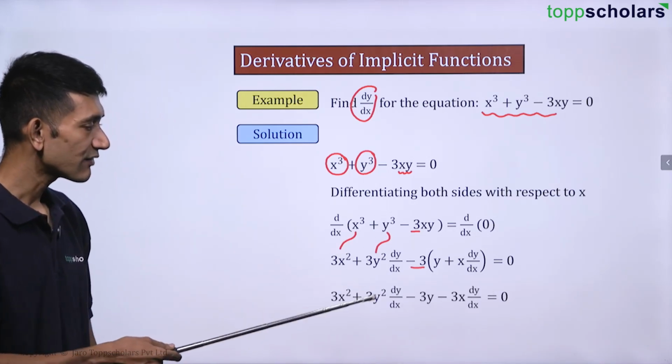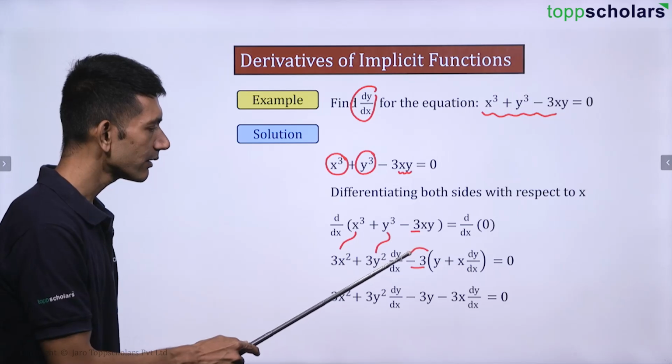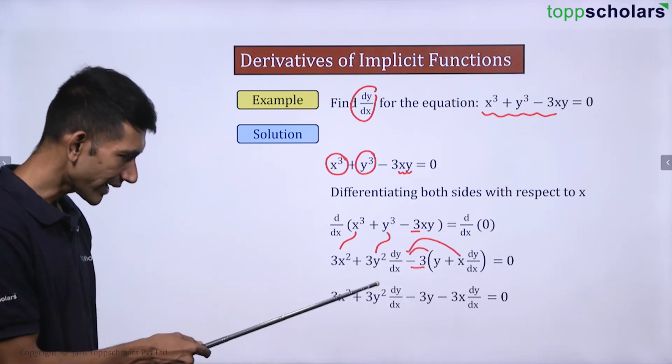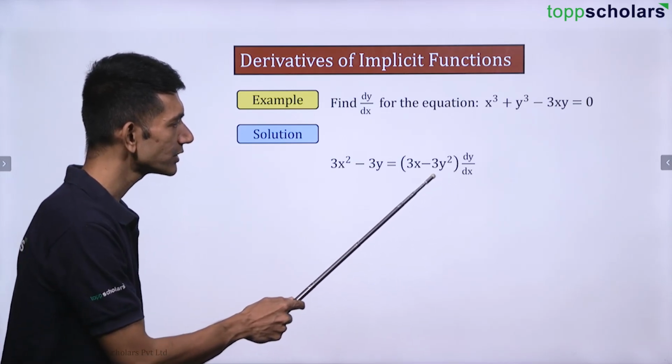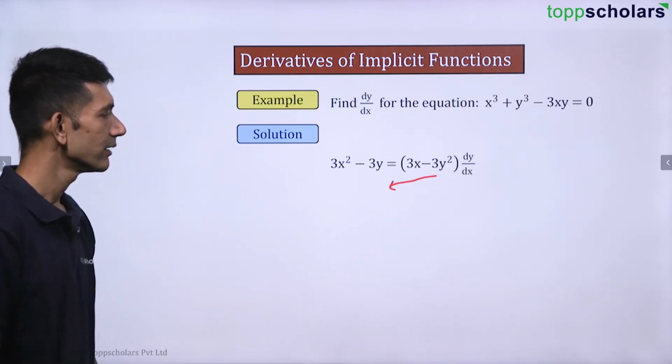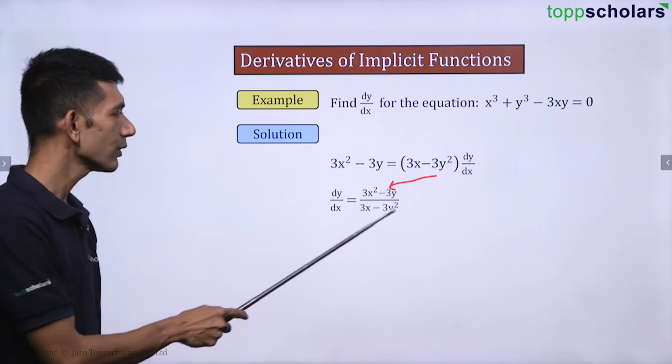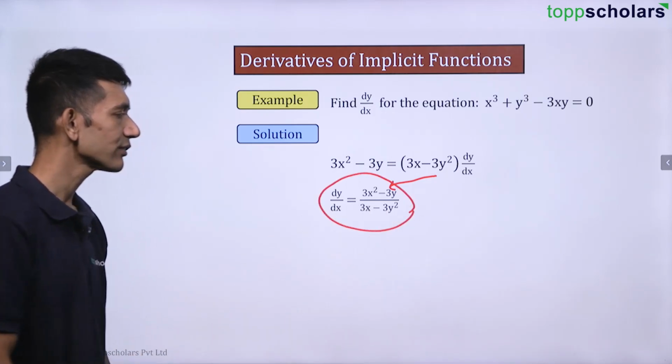Now solve this further after opening the bracket. We are opening the bracket here. Now we can take dy by dx common, right? So once you take dy by dx common and shift all the terms on the other side, you're going to get this. And that's it. That is your final answer.